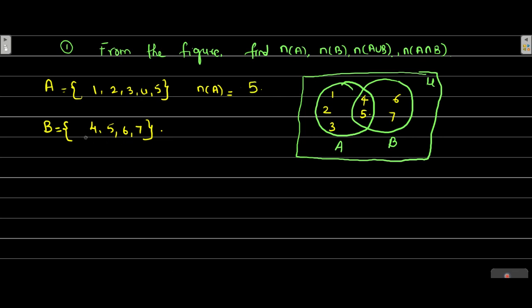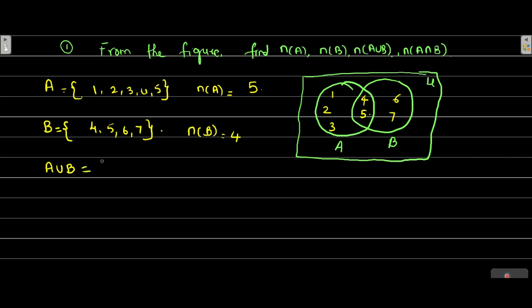Here in set B, how many elements are there? 1, 2, 3, 4. So, the number of elements in set B is 4. That is, the cardinal number of set B is 4, whereas the cardinal number of set A is 5. Now, by this question you will also be able to find out how you can form the set A union B.